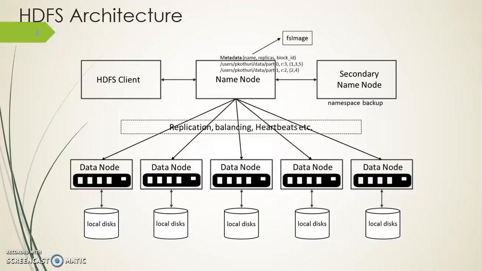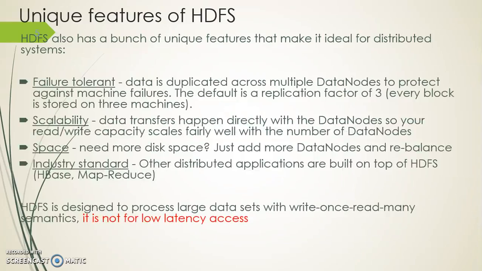HDFS exposes a file system namespace and allows user data to be stored in files. A file is split into one or more blocks and the set of blocks are stored in data nodes. Name node is the master piece and it keeps an image of the entire file system namespace and file block map in memory. 4 GB of local RAM is sufficient to support the above data structures that represent the huge number of files and directories.